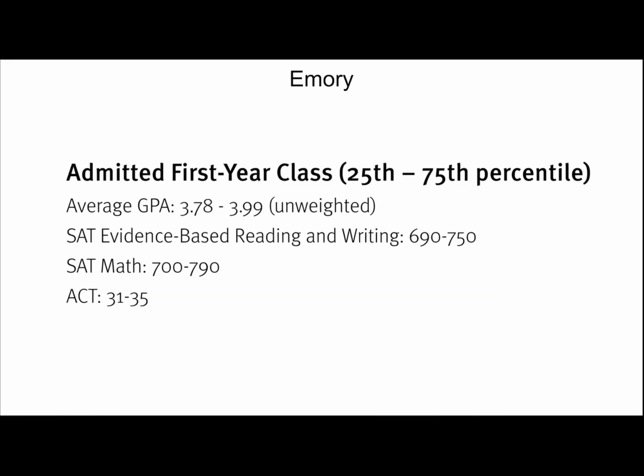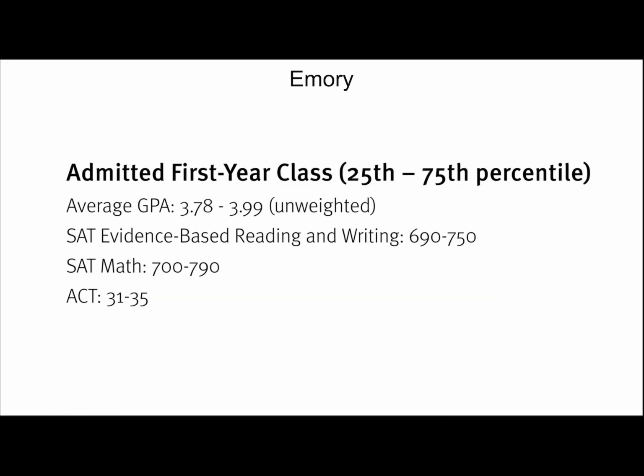Let's look at another one. Emory. Emory is another really good school. It's in Georgia. Average GPA 3.78, unweighted. If you had A's all of your school career, you would have a 4.0 unweighted GPA. That means the average student that got accepted to Emory had B's. They had B's or a C, who knows, and yet they still went.